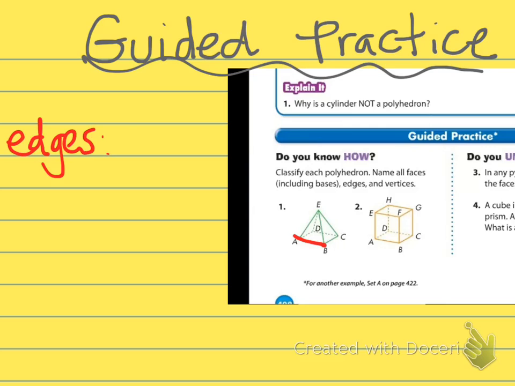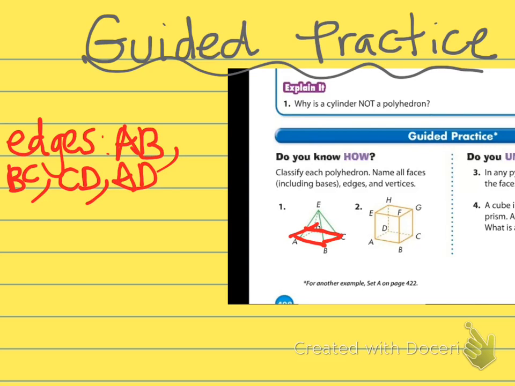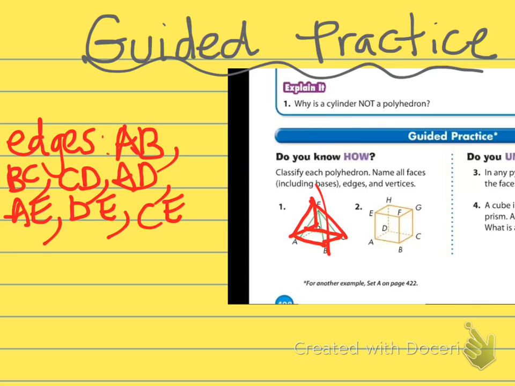So the first one here, AB. Remember, BA means the same thing, so you don't repeat. AB. Then we have this one here, BC, CD, AD, then we have AE, DE, CE, and last BE. So that is a total of 1, 2, 3, 4, 5, 6, 7, 8.